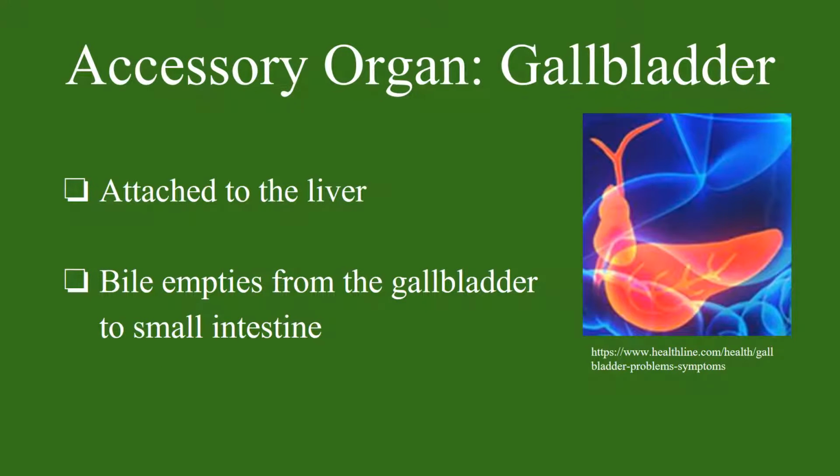The gallbladder is a sac attached to the liver where bile is stored and concentrated. Bile empties from the gallbladder into the uppermost part of the small intestine via the common bile duct. When the small intestine is empty, the sphincter is closed and bile is backed up into the gallbladder for concentration and storage until it is needed.